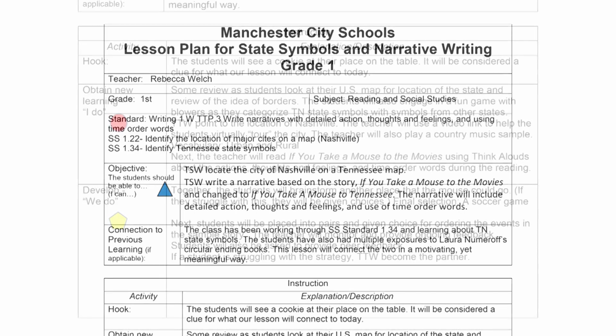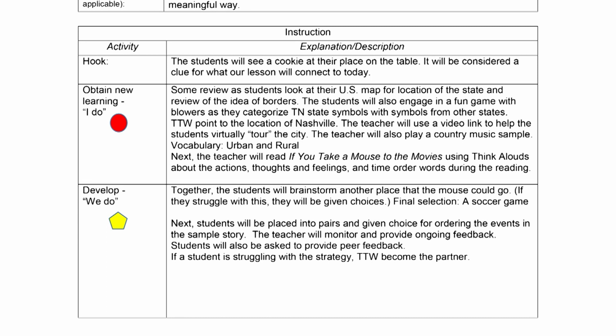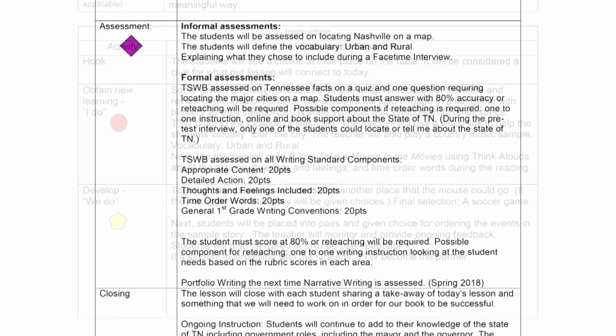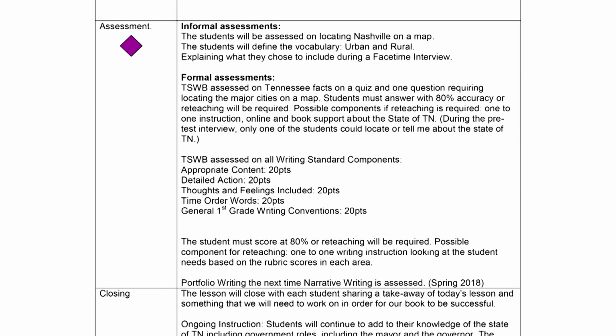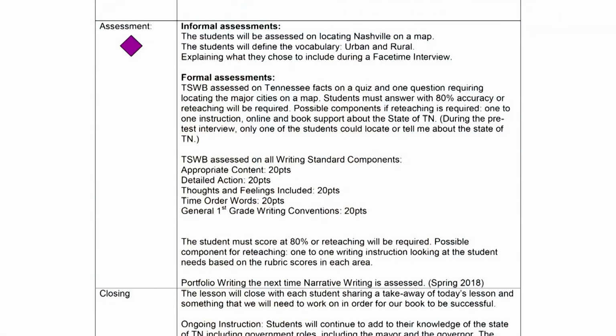And so the where was student choice. So they got to choose. And they chose, of course, to take the mouse to the soccer field because they love soccer. It's a good thing. And then their final assessment was If You Take a Mouse to Tennessee. So at that point, we had already talked about the tulip poplar, we talked about the purple iris and what they would see. We talked about all sorts of things like that. By the end, when we're working through that assessment, part of their assessment was even like a little FaceTime interview, so they could read their story to someone else, so that would get some speaking in there.